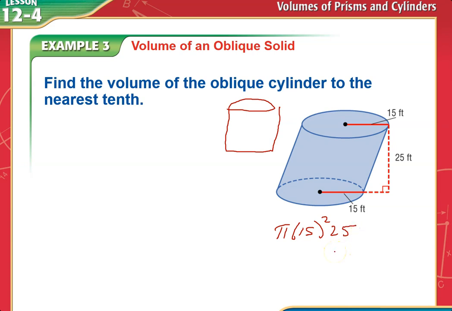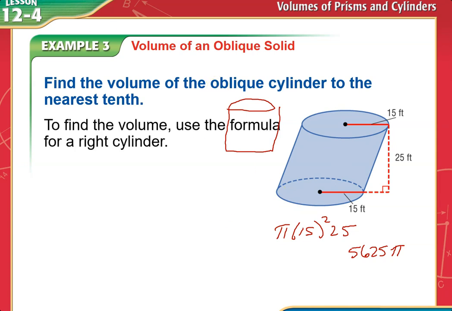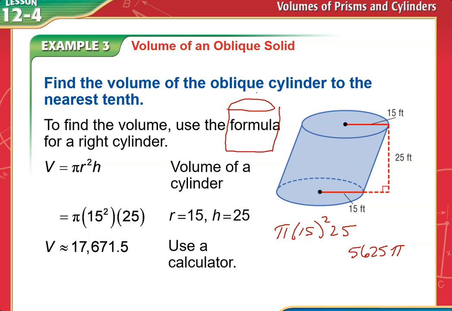So if we take 15 squared and we multiply that by 25, we end up with 5,625 pi. And then if you multiply that 5625 by pi to get a decimal answer to the nearest tenth, we get 17,671.5. Okay, let's see what they say. And that would be cubic feet. 17,671.5 cubic feet.